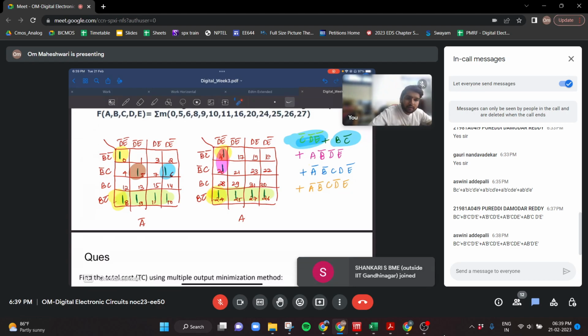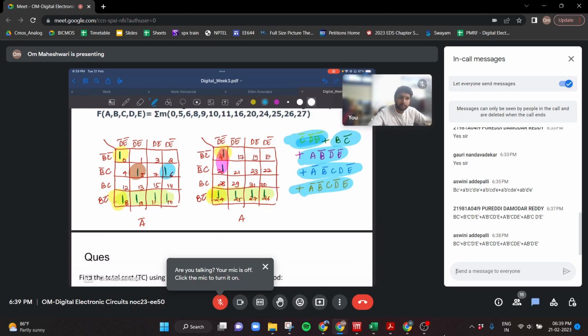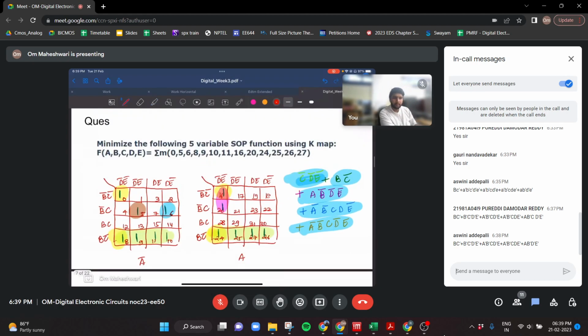Another thing is A bar, B bar, C, D bar, E, and that is this. Okay. Then A bar, B bar, C, D, E bar is there. A, B bar, D bar, E bar is also here. Okay. So yours, Ashwini, is also correct. It's not wrong. So yeah. Those who are unable to solve it, please try it.